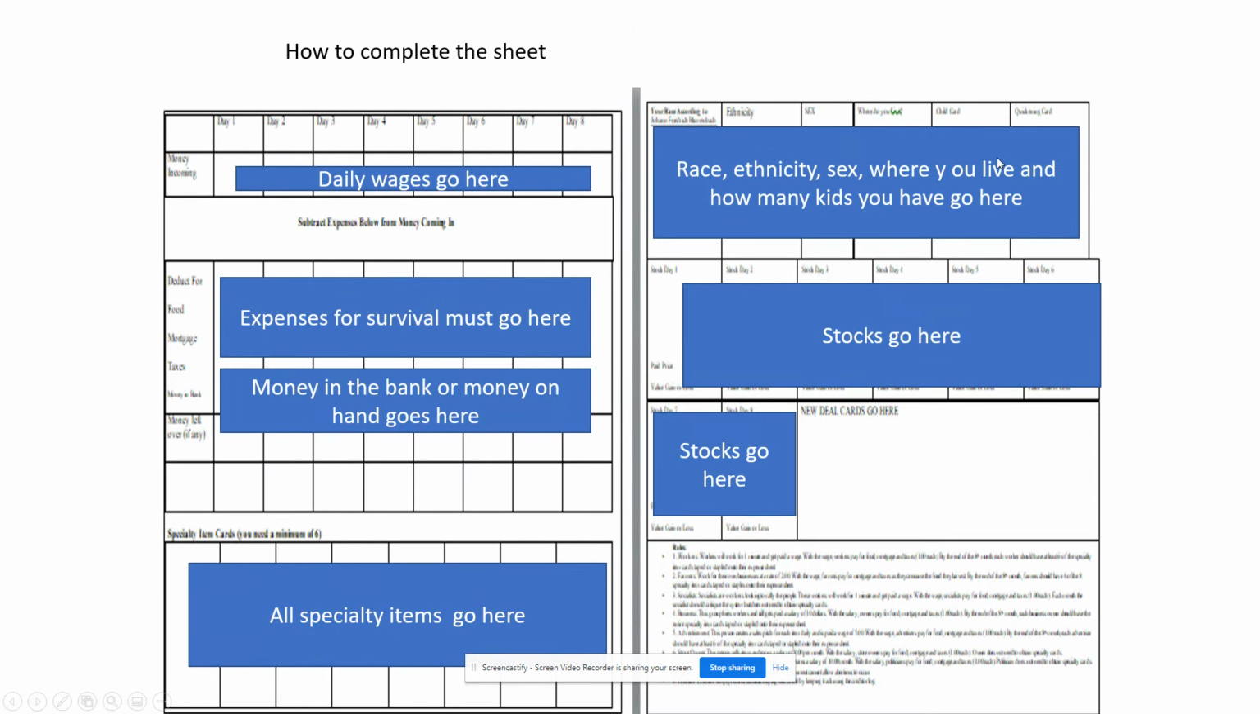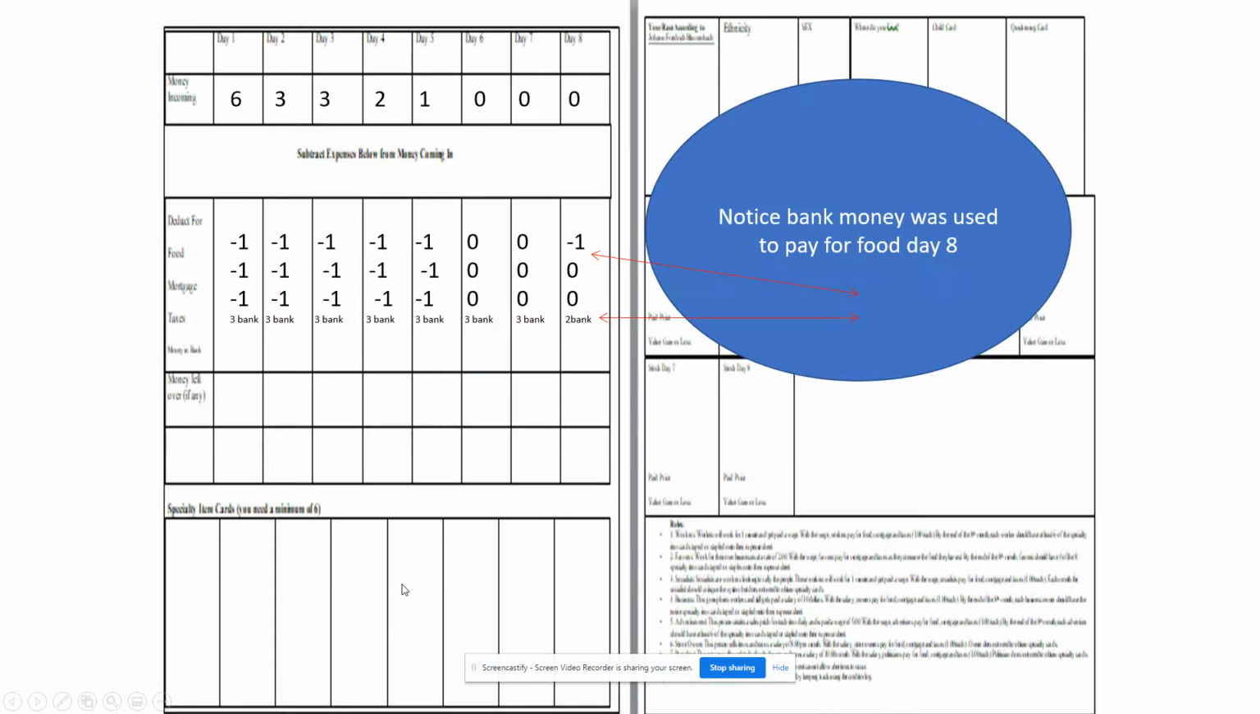Again, these are going to be handed out at random, but the wages will be earned through your day of work. Then you need to complete the sheet and figure out your expenses, how much you have, and try to obtain those specialty cards.